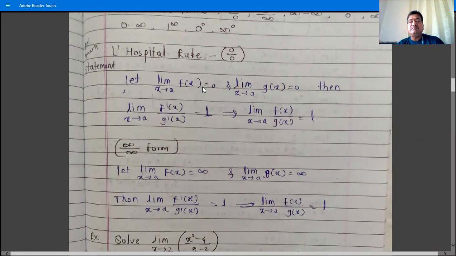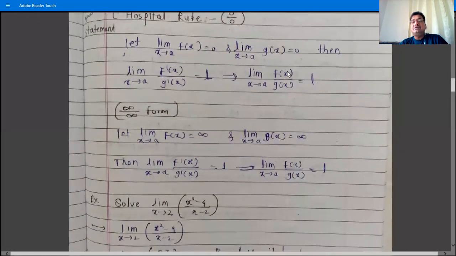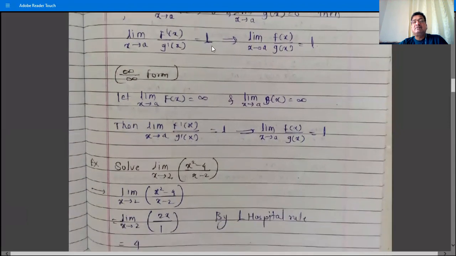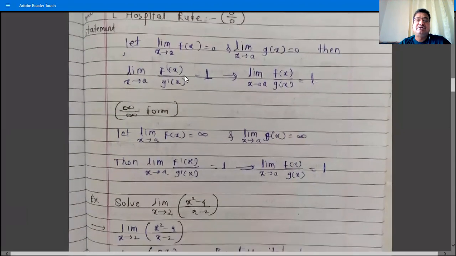So if the limit of f(x) is 0 as x tends to a and limit of g(x) is equal to 0, then limit as x tends to a of f'(x) by g'(x) and limit as x tends to a of f(x) by g(x) both are the same. So this is the L'Hospital's rule. That is, we can differentiate numerator and denominator separately, but the limit remains the same. So you can use this fact to find the limit of some function.